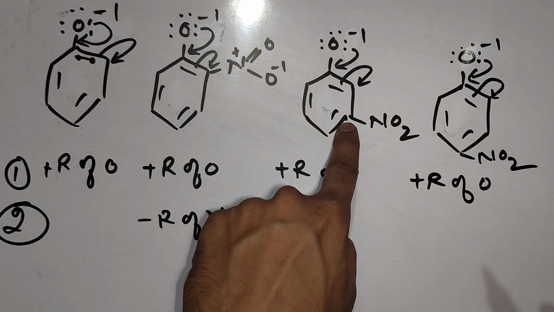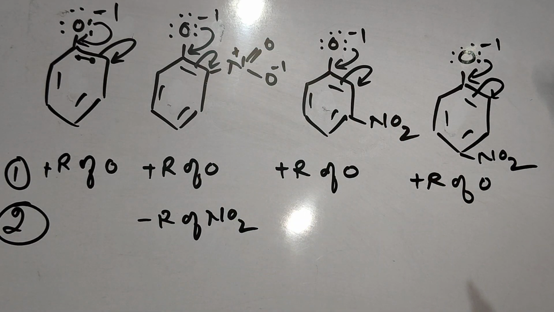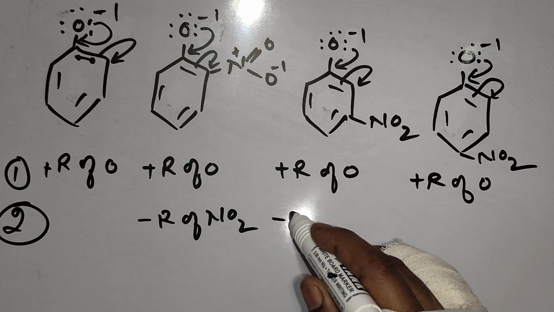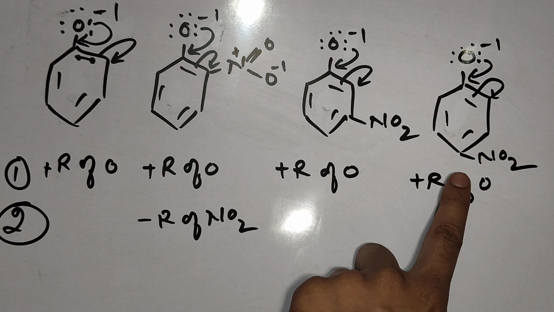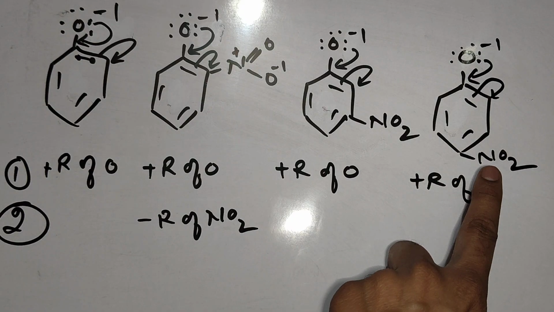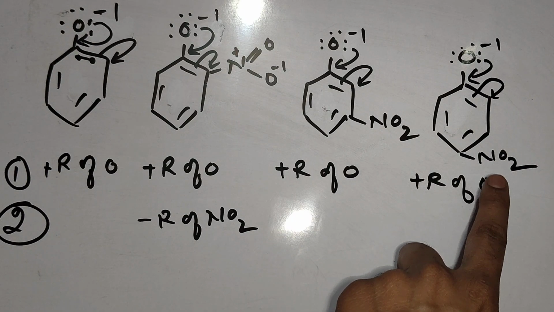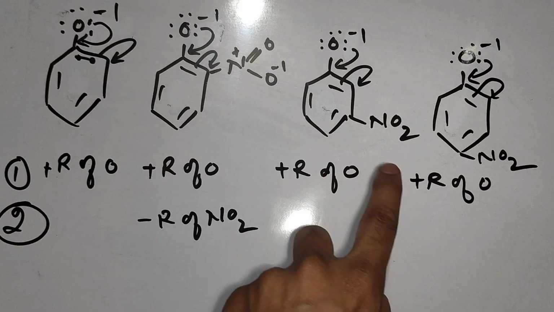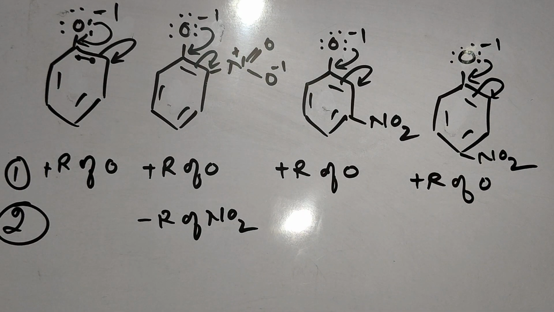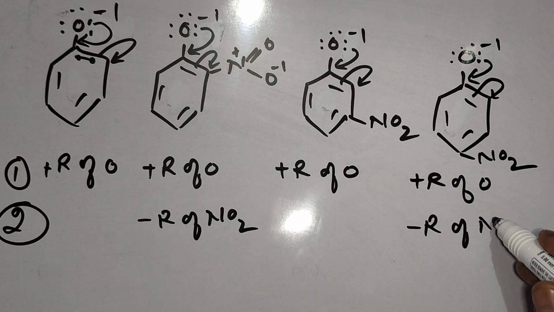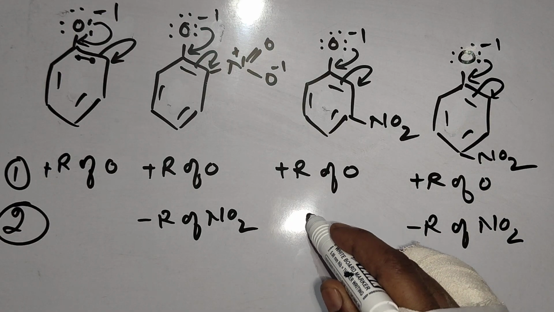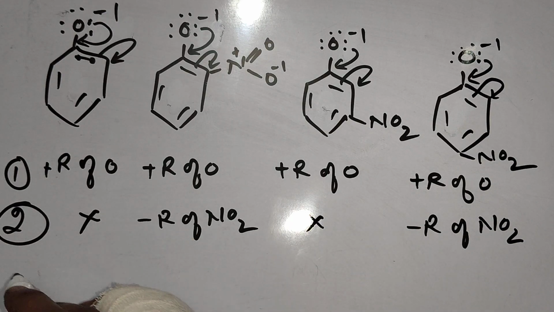From meta position, you know, nitro group can't absorb electrons which are coming from resonance. Means from meta position, it is not going to show minus R. So here, no need to write it. From para position, minus R effect of nitro group will be there. Check previous videos, you will understand it. From ortho and para position, nitro group can absorb electrons which are coming from resonance. So we will call it minus R effect. So from para position also minus R effect is available, minus R of NO2. Here we don't have that effect.